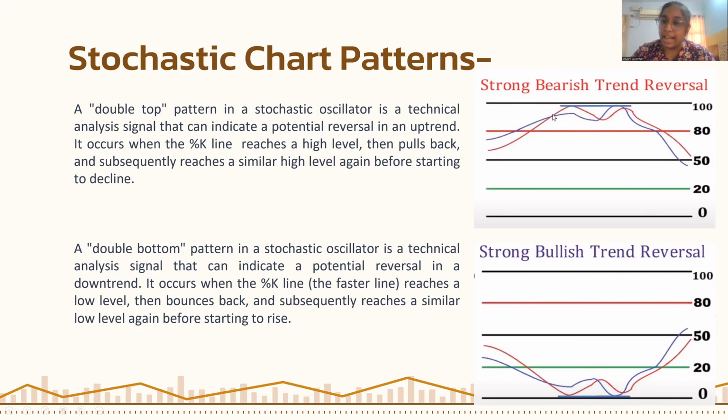Here the %K line has once gone up and then at a similar level, followed by a decline, and it is showing an alphabetical letter M, which is a double top chart pattern.